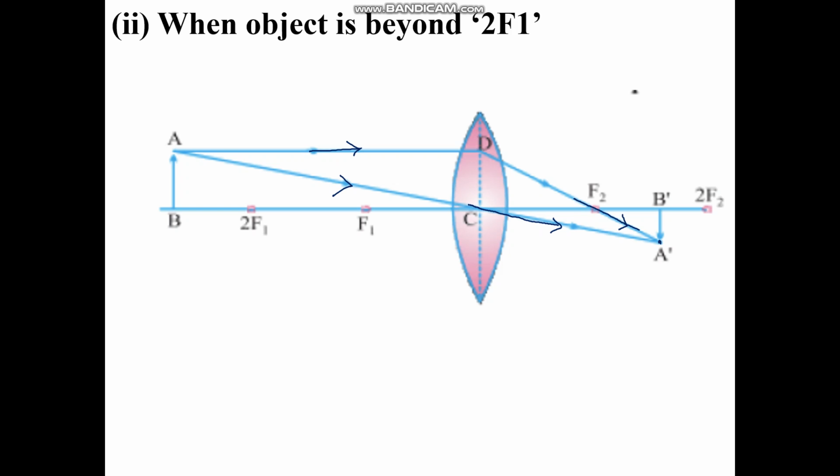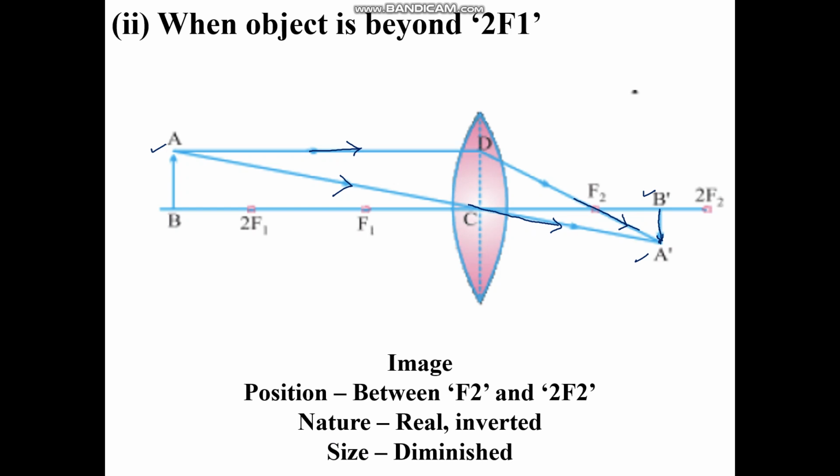This light had originated from this point A. So we'll see the image of point A at this place, which is given as A dash over here. And this point image will be formed on principal axis itself. So we get this image formed over here. So we can observe that the image is formed between F2 and 2F2. It is real, right? Because it is being formed due to actual intersection of the rays. It is inverted and the size is diminished.